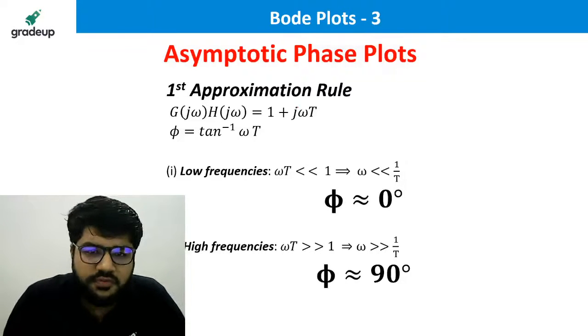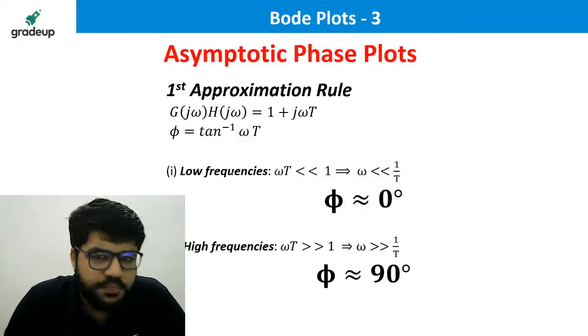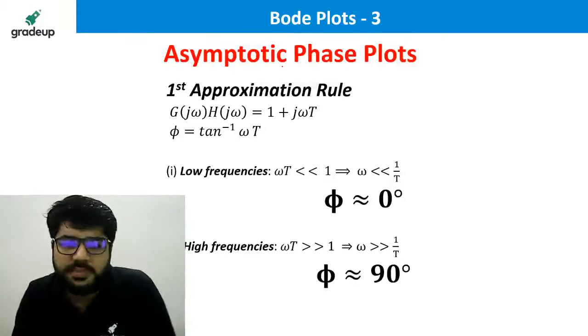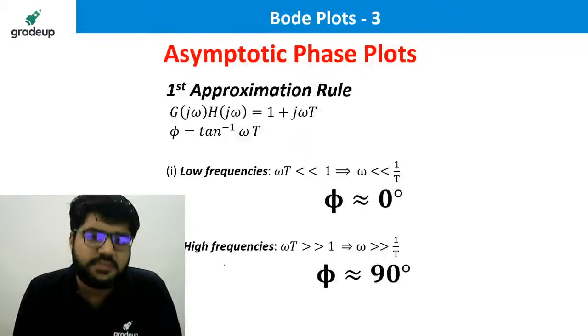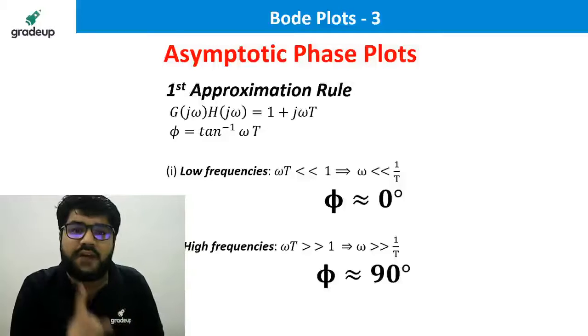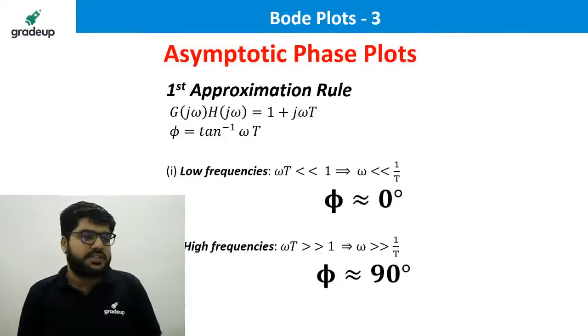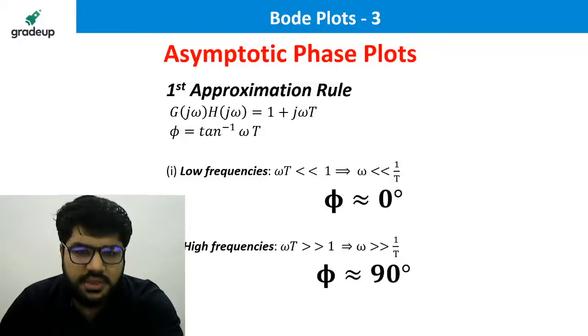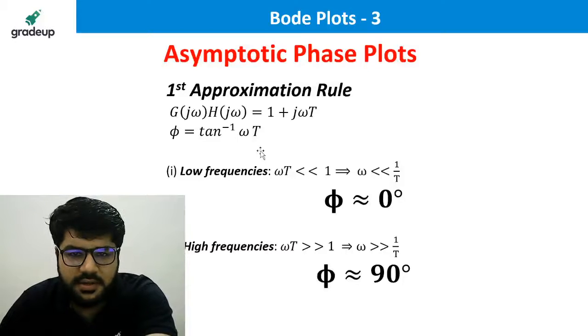Asymptotic phase plots, first approximation rule. There are two approximation rules followed on the asymptotic phase plots. The first approximation rule is the same as what you have learned in the magnitude approximation, that is the low frequency and the high frequency approximation.